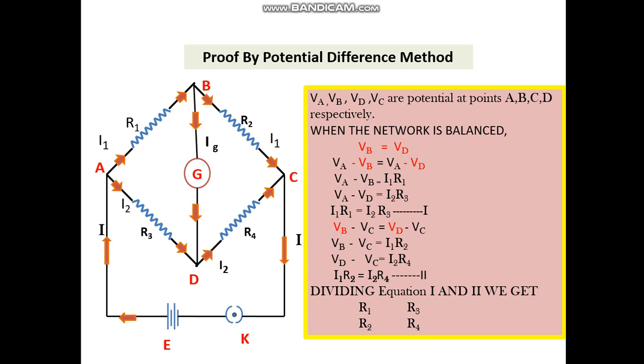Similarly, VB minus VC is equal to VD minus VC. We have subtracted VC on both the sides. So VB minus VC is equal to I1 R2. VD minus VC is equal to I2 R4. Therefore, I1 R2 is equal to I2 R4. This is equation 2. Dividing 1 and 2 again, we get R1 upon R2 is equal to R3 upon R4.